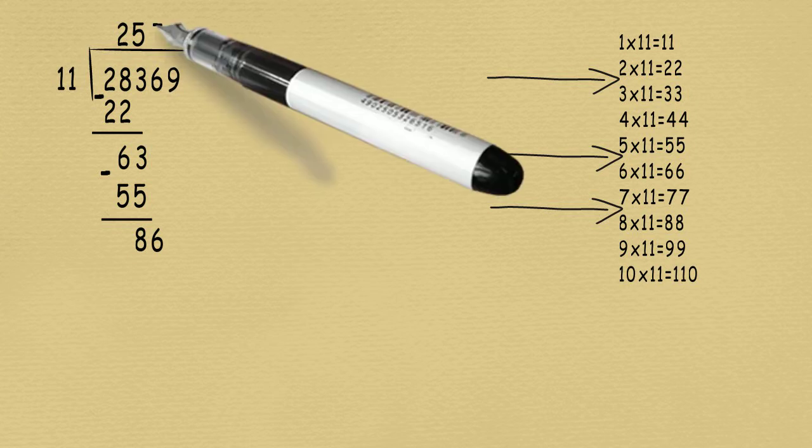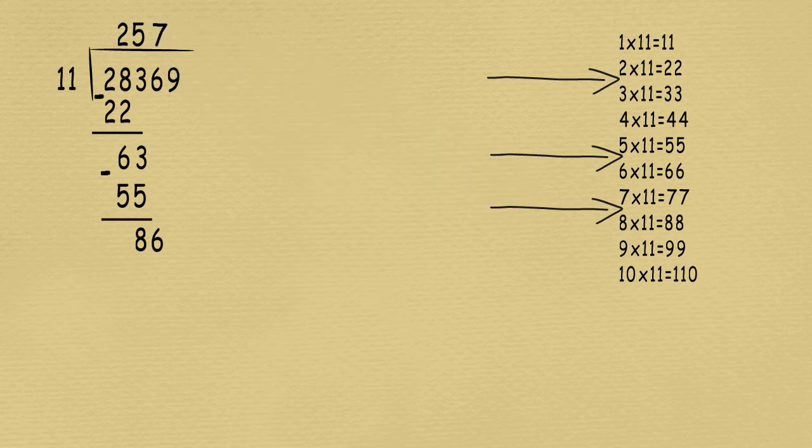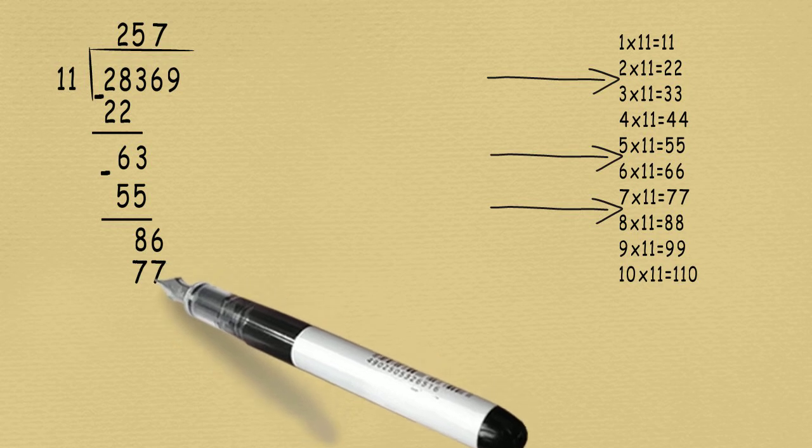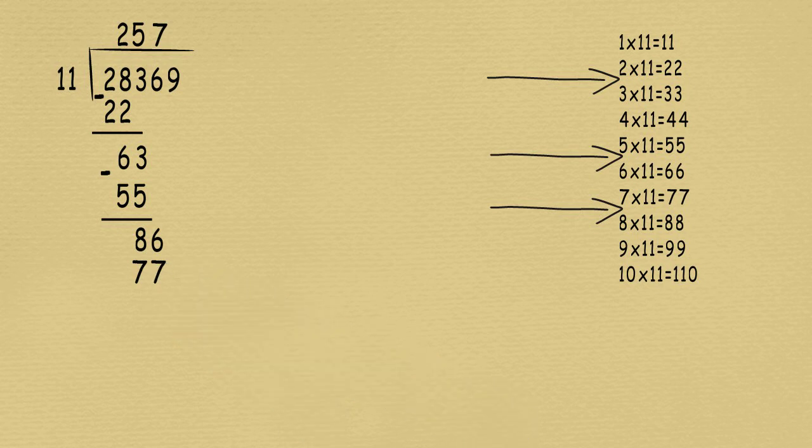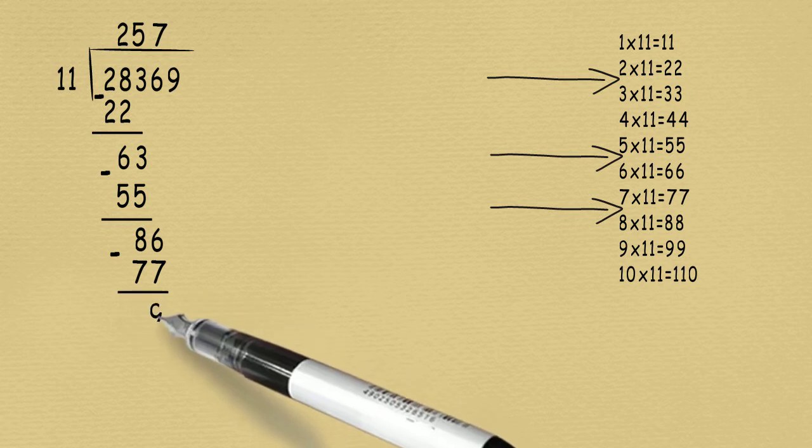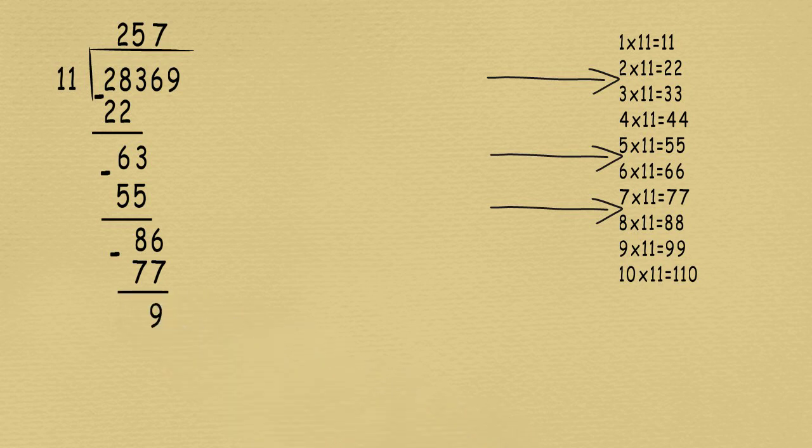So I'm going to write down 7 on top of the division house, and I'm going to write down 77 right underneath the number 86. And I'm going to perform a subtraction: 86 minus 77 is equal to 9. And once again, I'm going to bring down the next number underneath the division house, which is the number 9, so that I now have the number 99.